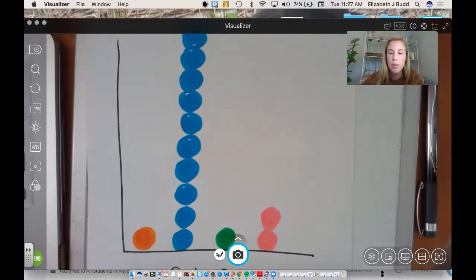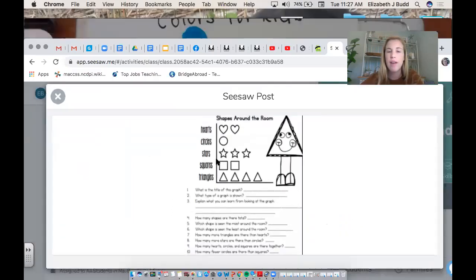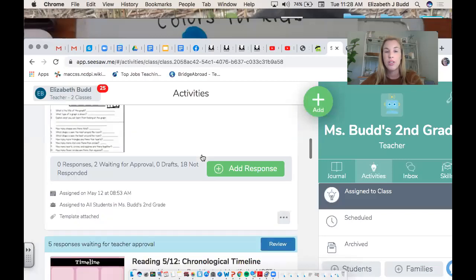Tomorrow you're going to be creating your own graph, but before you do that, I want you to get some more practice in. Your practice today comes from a pictograph that I have assigned in Seesaw. The pictograph is using shapes around the room, and it has hearts, circles, stars, squares, and triangles. You are then going to answer these questions based off of the shapes around the room that are in the graph in front of you. Tomorrow we're going to be creating our own graph, so make sure that you're ready for that.